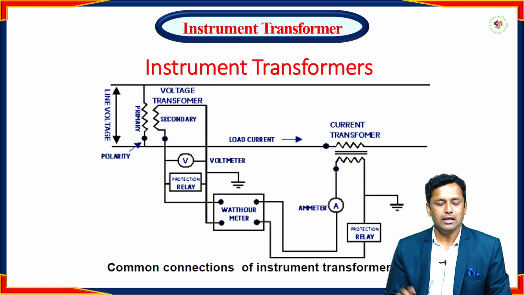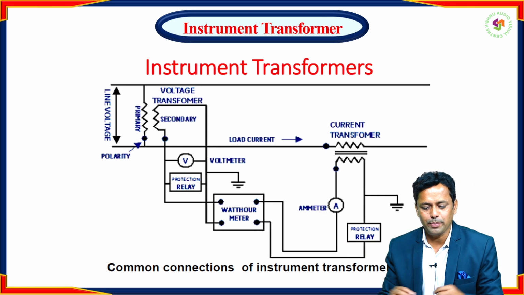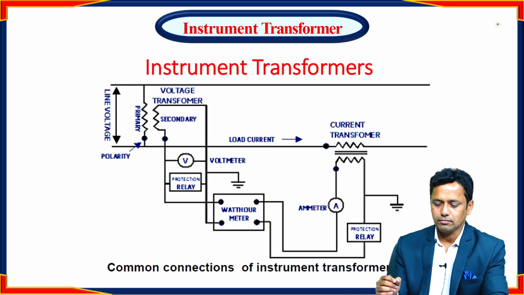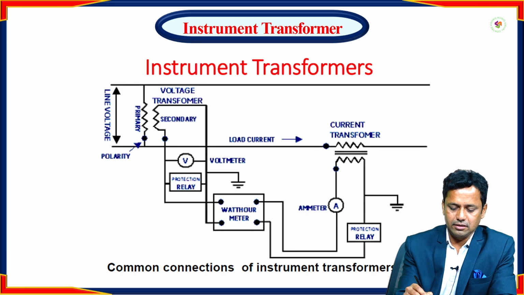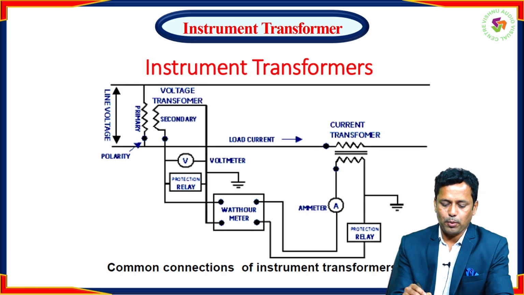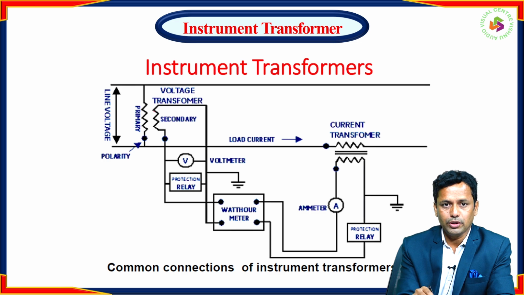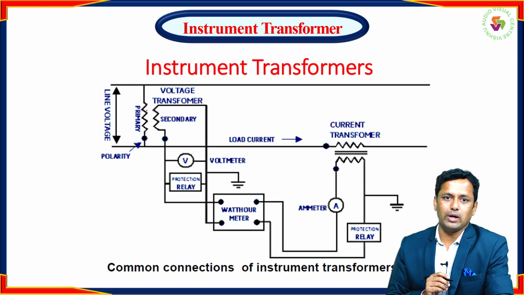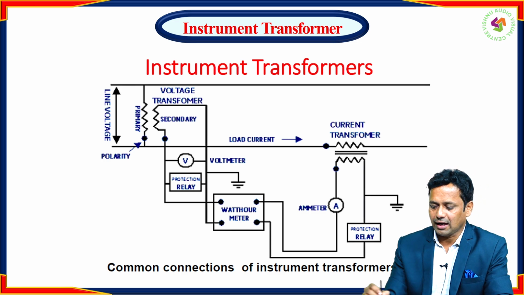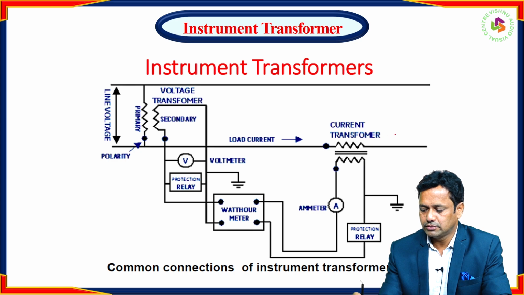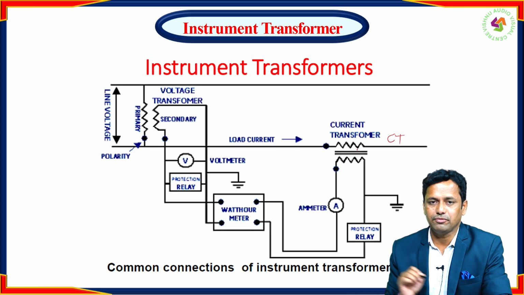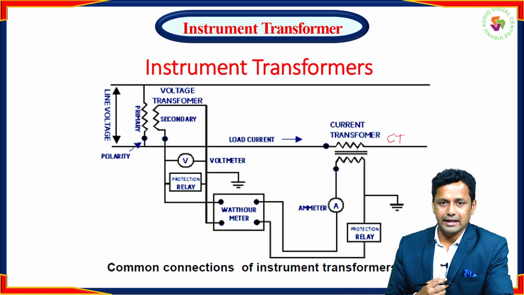Then go for the instrument transformers. So instrument transformers are here, line voltage, line to line voltages. The potential transformer, also called the voltage transformer, is connected in between the line to line. And the current transformer, called a CT, is connected to the secondary line.